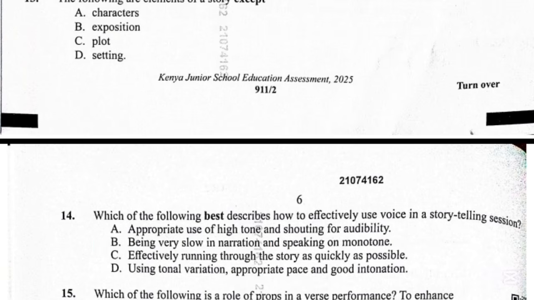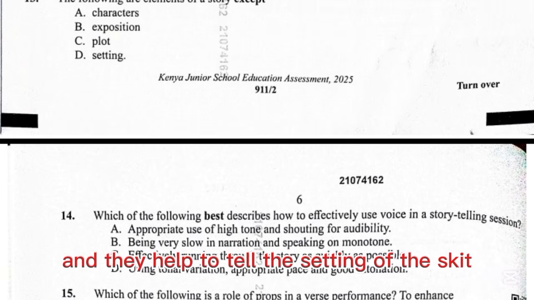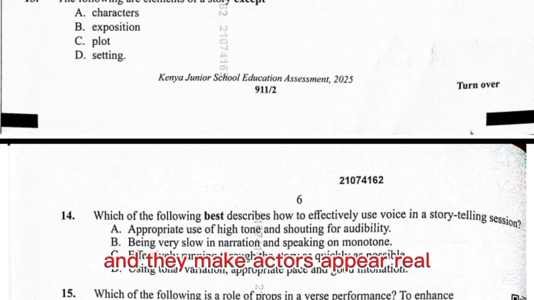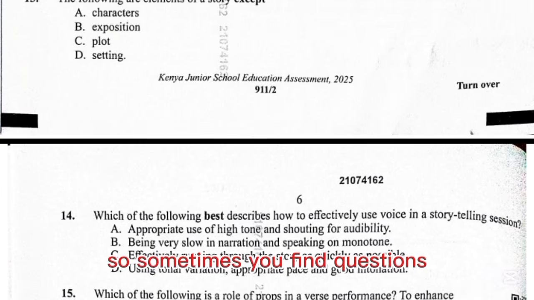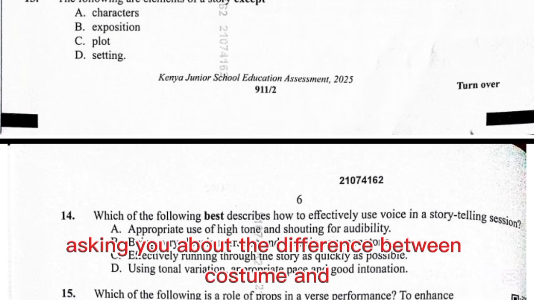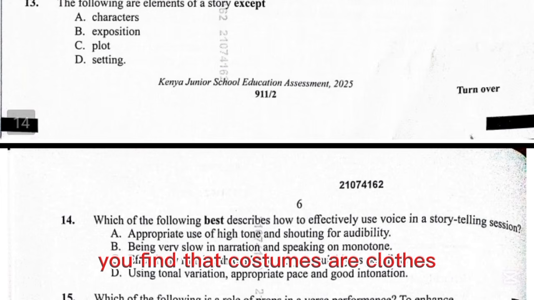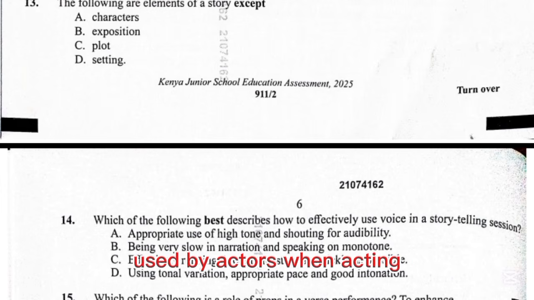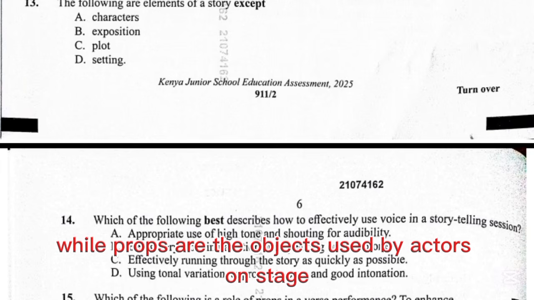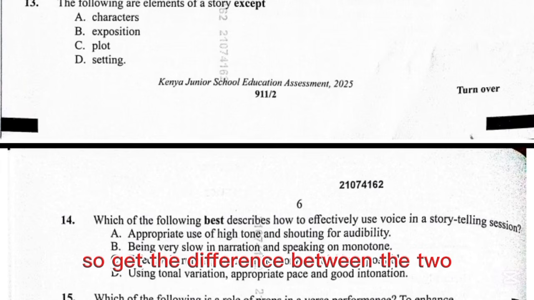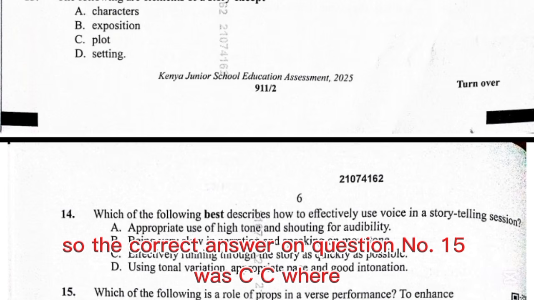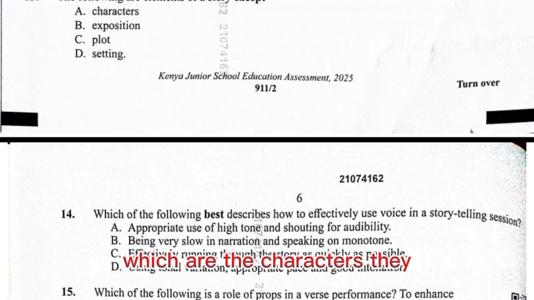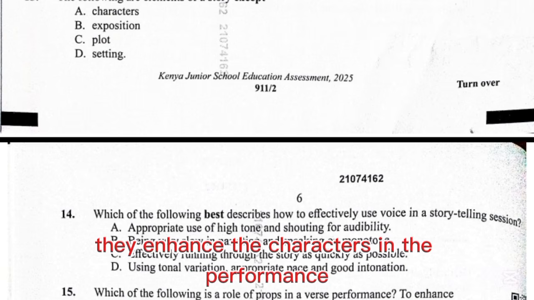So costumes, they are used to tell a story. They bring out the characters, they help to tell the setting of the skit, and they make actors appear real. Sometimes you will find questions asking you about the difference between costumes and props. So, costumes are clothes used by actors when acting, while props are the objects used by actors on stage. So, get the difference between the two. So the correct answer on question number 15 was C, where I talked about the characters, they enhance the characters in the performance.